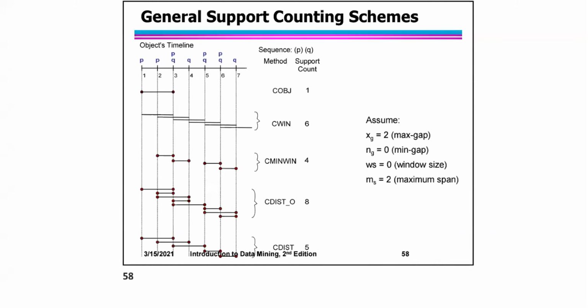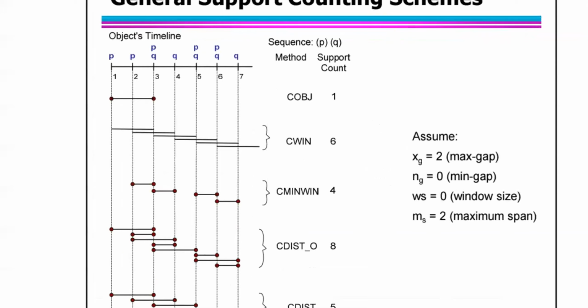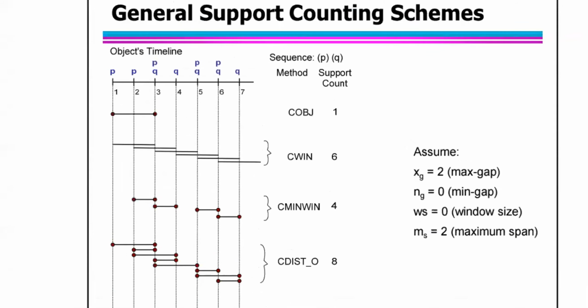Those schemes are, first, COBJ, one occurrence per object. This method looks for at least one occurrence of the given sequence in the object's timeline. See here, the object timeline is P, P, P, Q, P, Q, Q, P, Q, P, Q, Q, and the sequence we are counting is PQ.